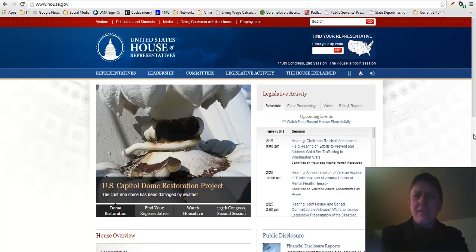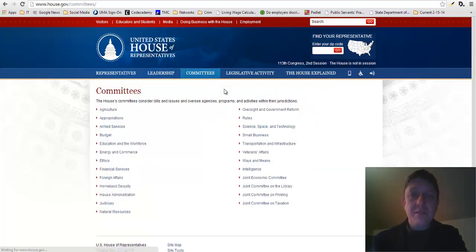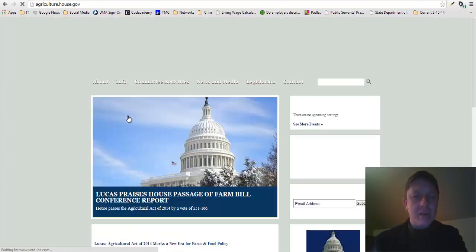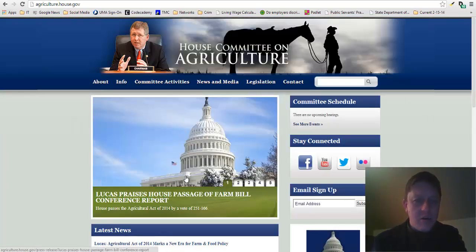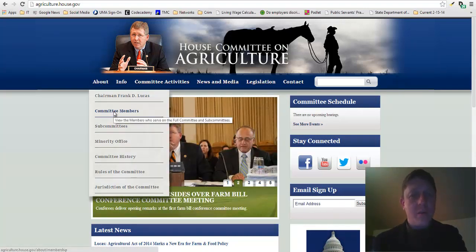Okay, we don't want to find out about the Capitol Dome Restoration Project, although that's very nice. I think we're looking for, oh look, committees. Here are a bunch of committees, just as with the Maine State Legislature. They have some different names. And now some of them are going to have large numbers of people on them, and some of them are going to have small numbers of people on them. If you look at the Agriculture Committee, for instance, we click on that. Oh, where's the members? Oh dear. Well, let's try about. Committee members. There we go.